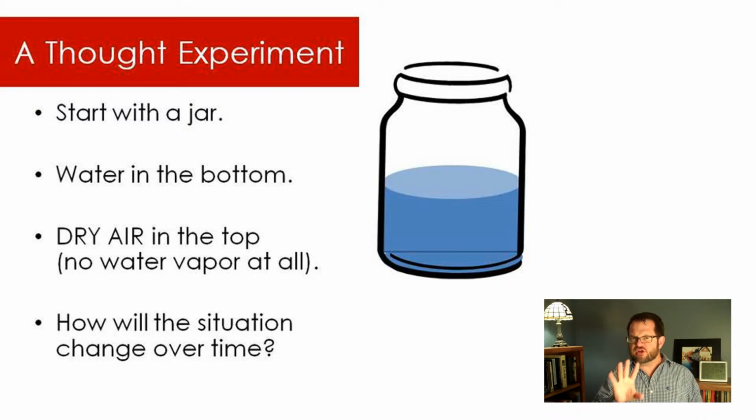Before we start the little thought experiment, though, I want to clarify something about what's going to happen here. We're going to have this jar with water and air in it, and we're going to keep track of how much evaporation is happening as water from the liquid evaporates and becomes a vapor up there in the air, and how much condensation is happening, how much water vapor in the air is turning back into a liquid and joining the liquid at the bottom half of the jar.